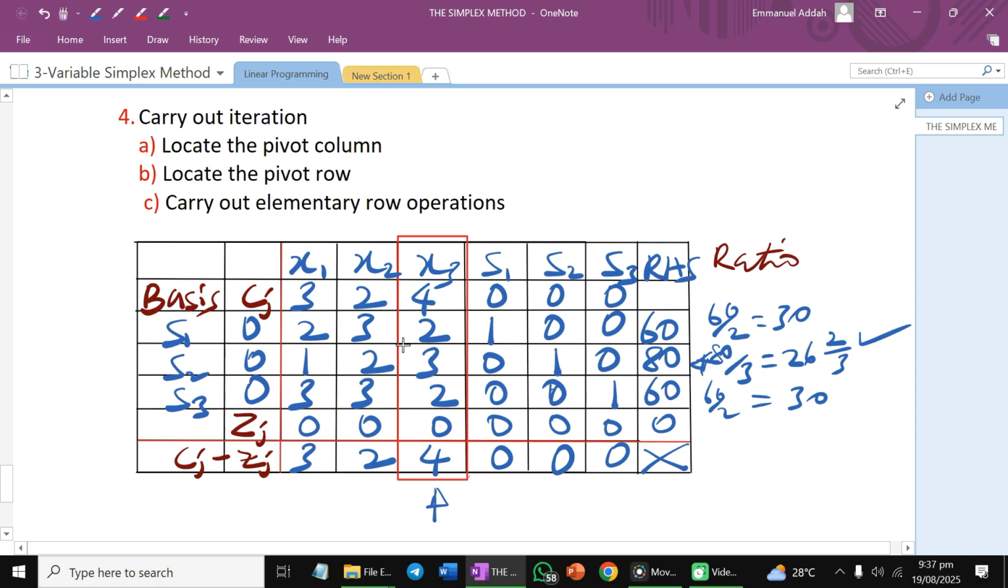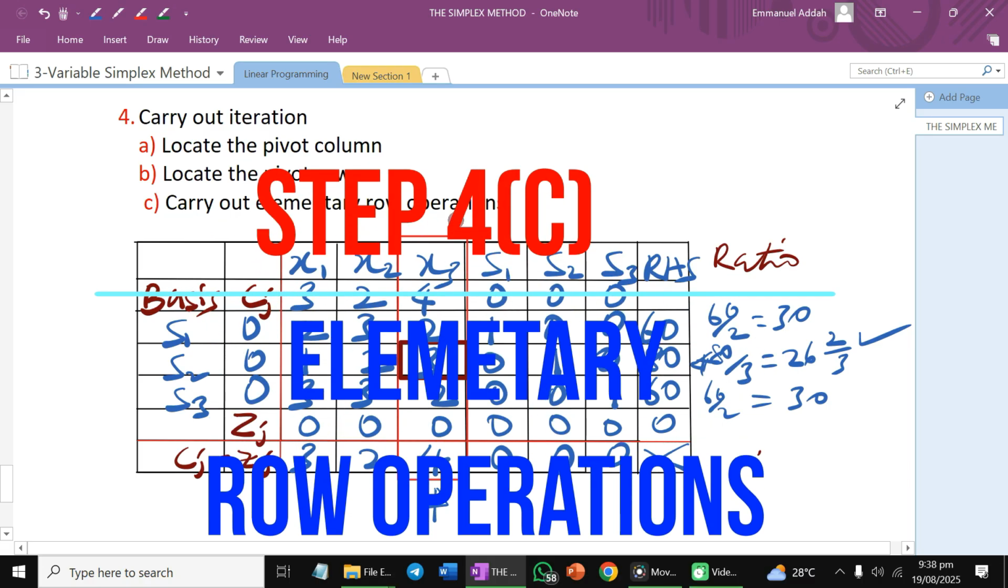So these are pivot elements. That's our pivot element, which is 3. From here, we're going to iterate and go to the next step. You can see it: locate the pivot column, we have done that. Locate the pivot row, we have done that. Then carry out elementary row operations.